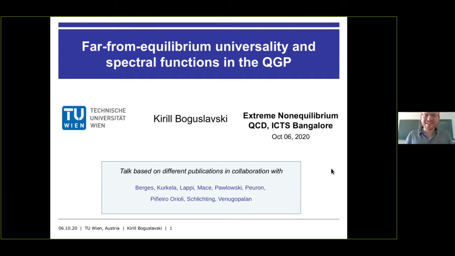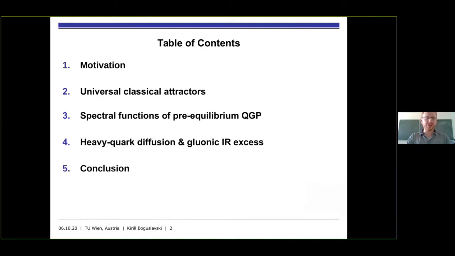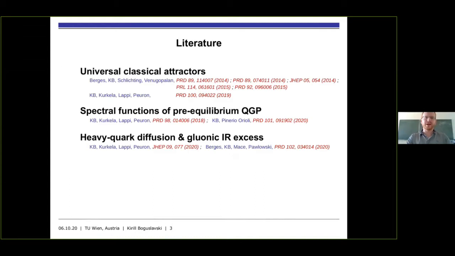Very good. So I'm delighted to talk about far from equilibrium universality and about spectral functions in the quark-gluon plasma. And as Ayan already said, it will be about classical attractors, so the overoccupied regime. I will start with some motivation, then go further to universal classical attractors. Then I will present more recent results on spectral functions in mostly gluonic plasmas, on some transport coefficients and some interesting infrared observations in gluonic theories. And finally, I will conclude.